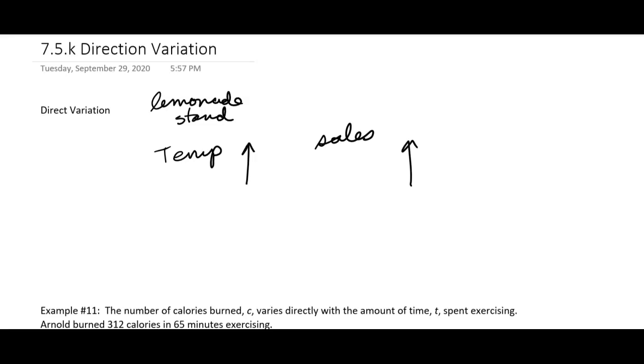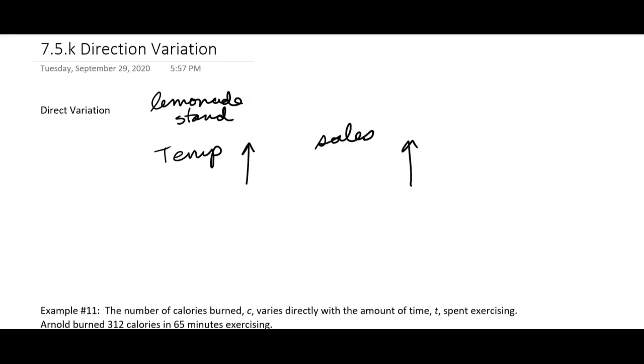Now we're going to talk about direct variation. And this is how I think of direct variation problems. Suppose you have a lemonade stand in the desert, and you find as the temperature goes up, your sales go up. That's an example of direct variation. Okay, makes sense. It gets hotter, so you sell more lemonade.